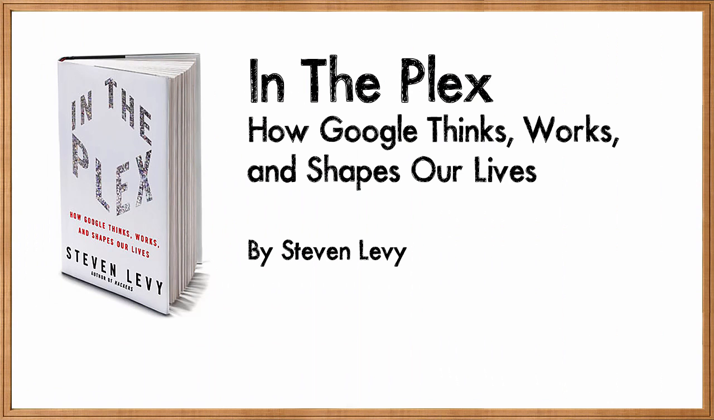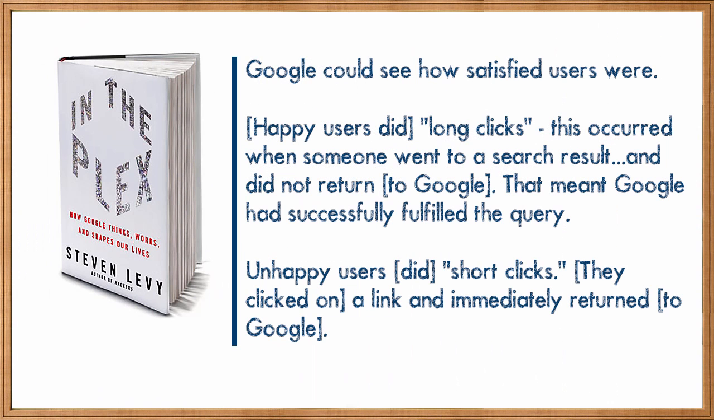The book contains this stanza here from Google engineer Amit Patel. It reads, Google could see how satisfied users were. Happy users did long clicks. This occurred when someone went to a search result and did not return to Google. That meant Google had successfully fulfilled the query. Unhappy users did short clicks. They clicked on a link and immediately returned to Google.